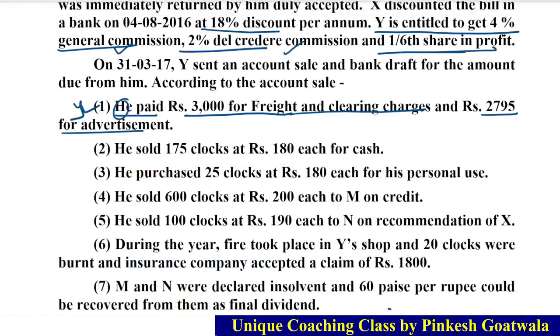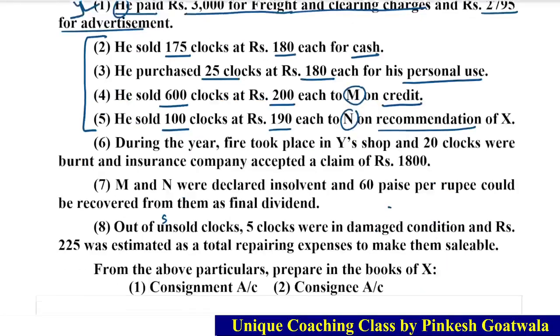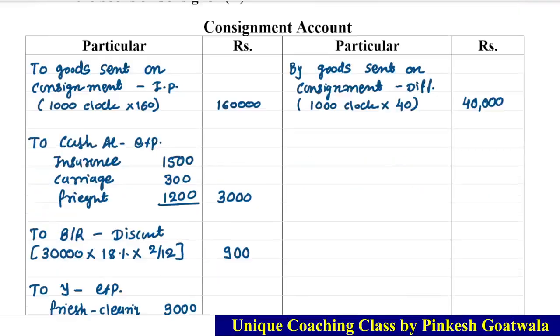Now the next is about the sale. I just explained there are 4 points about the sale. First of all, cash sale 175 clocks at 180. Then for personal use 25 clocks at 180. Then credit sale 60 clocks at 200. Then recommodation 100 clocks at 190. Here it is M, and N is the person to whom it was given. So here let's give the effect. It is credit, so consignment sale comes on the credit side. So consignee Y account, credit, sale.